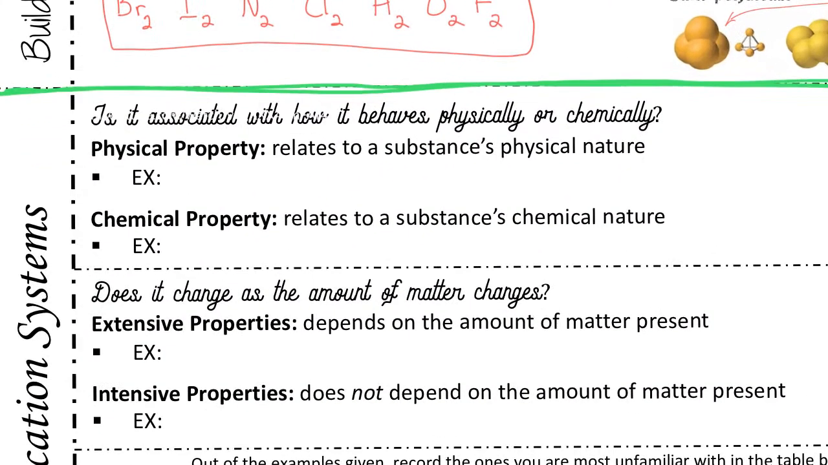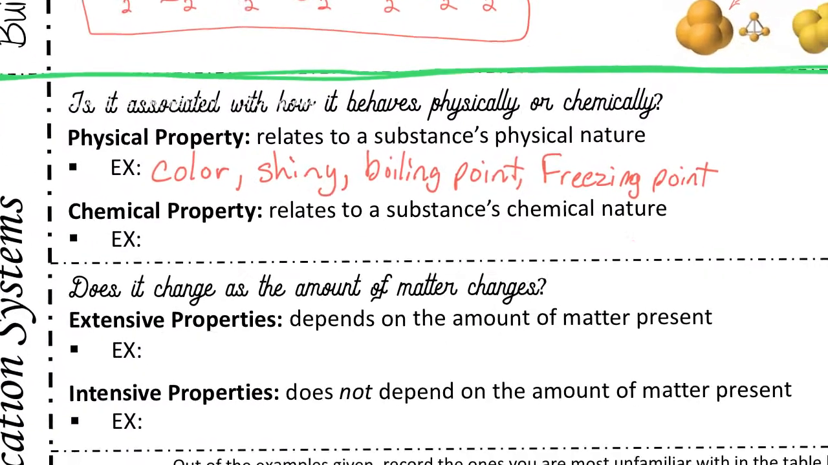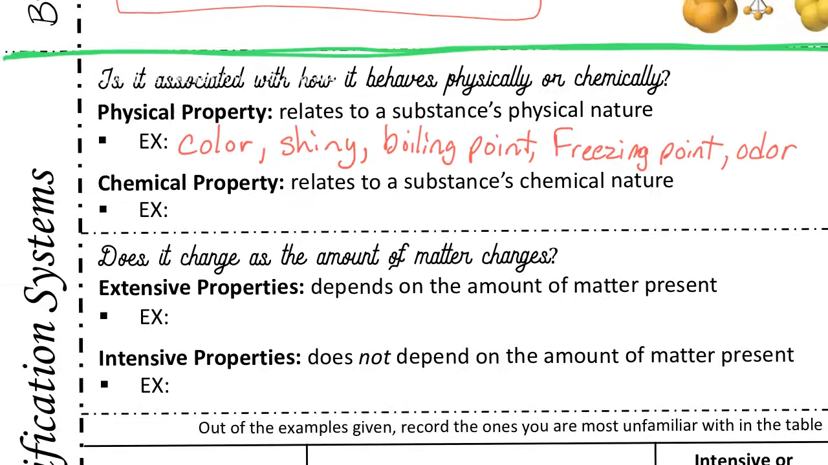All right, moving right along, we've got physical properties. Physical properties relate to a substance's physical nature. I like to think of these as things that are descriptive, things like color. Maybe something is shiny. It could be an actual property like boiling point. Water's always going to boil at 100 degrees Celsius. On the other side of that, we could have freezing point. Water will always freeze at 0 degrees Celsius. So we've got color, shiny. We could include in that odors. If something smells a certain way, that would be a physical property.